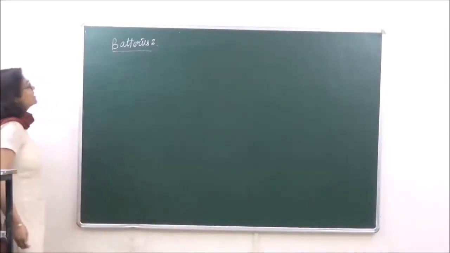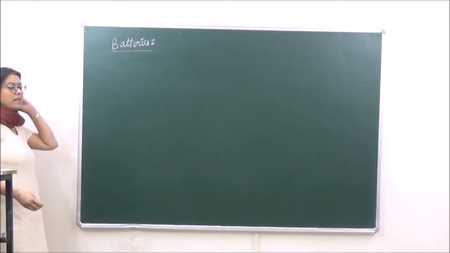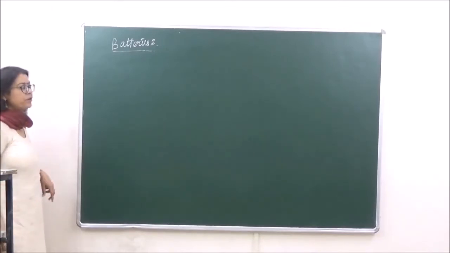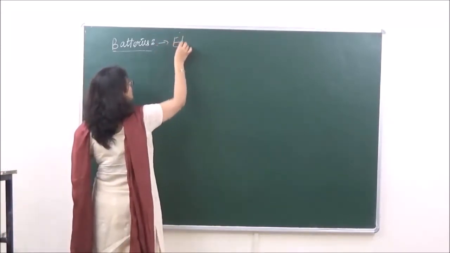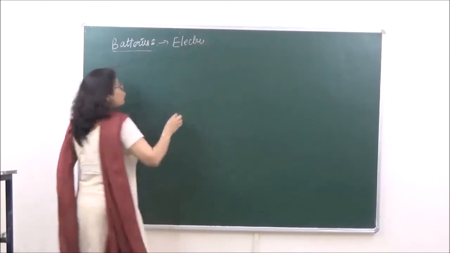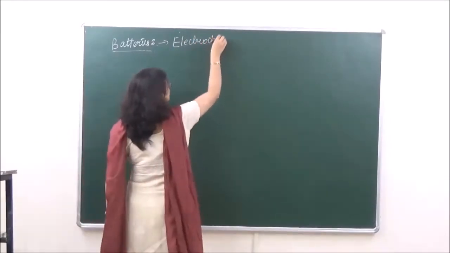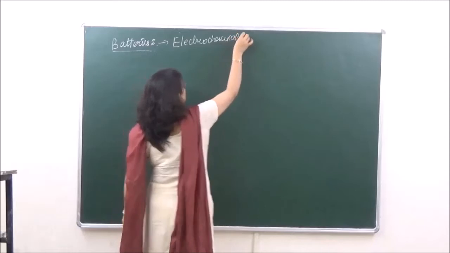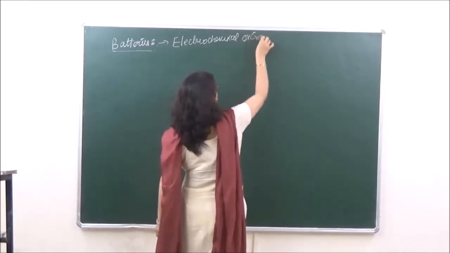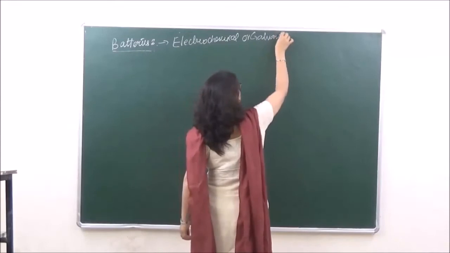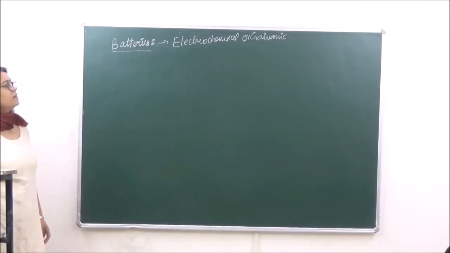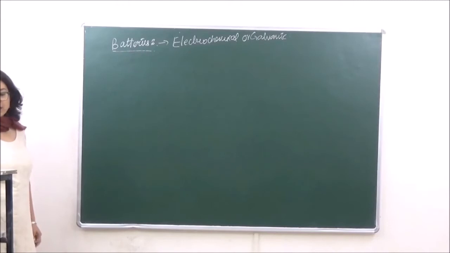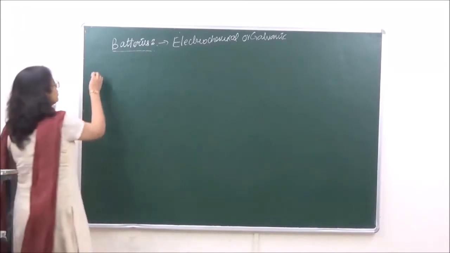Okay, so batteries, what are they? Whatever batteries we are going to discuss over here, they all are a form of electrochemical or galvanic cell. They all are going to be galvanic cells in which chemical energy is converted into electrical energy, right? So there are two kinds of batteries which we are going to discuss.